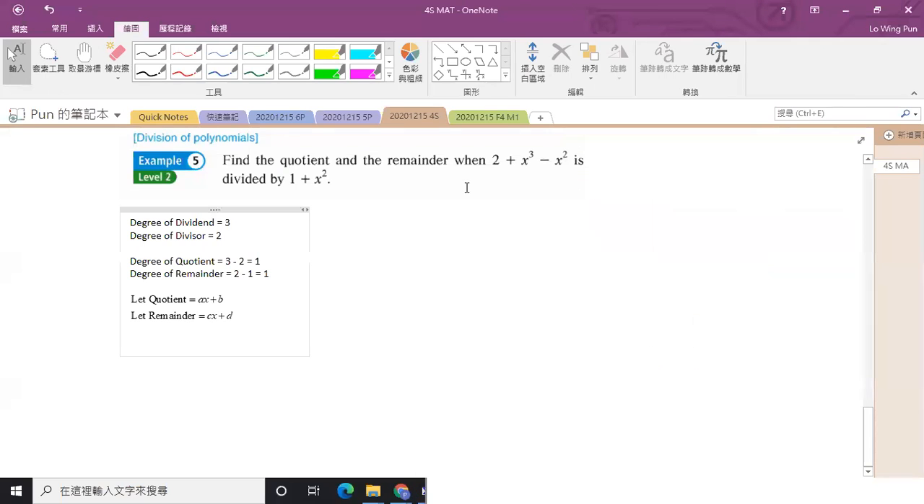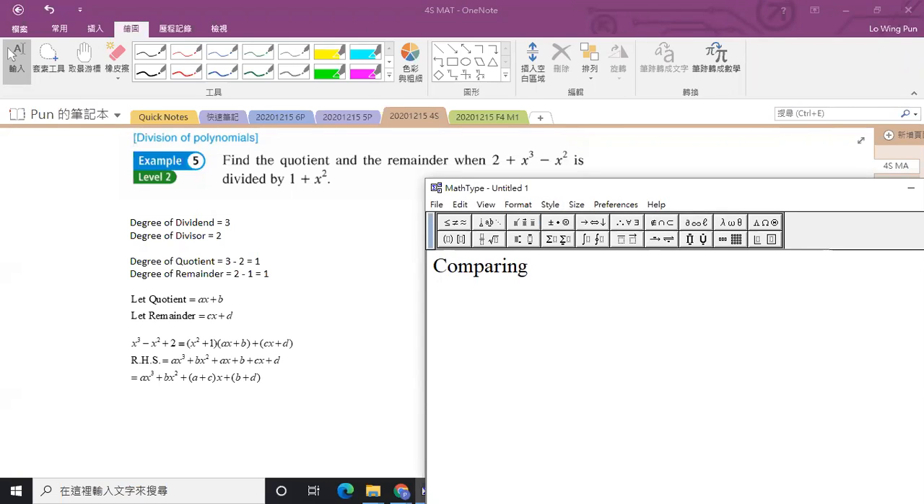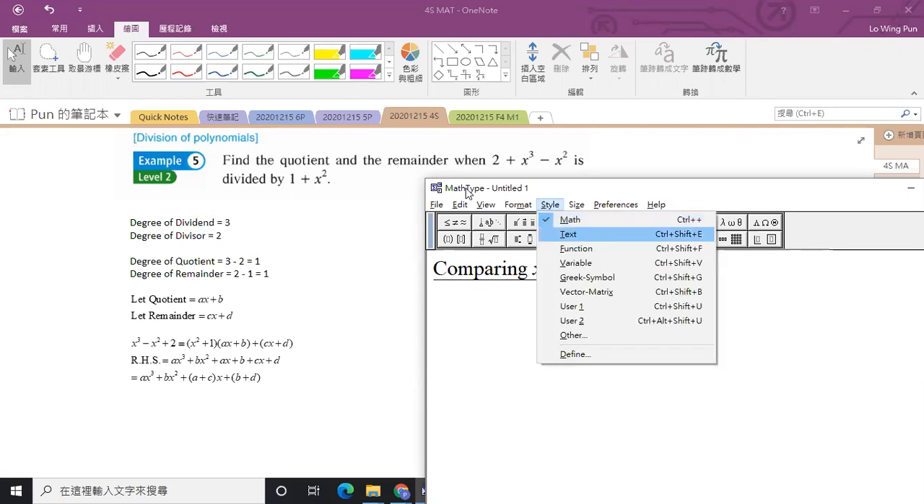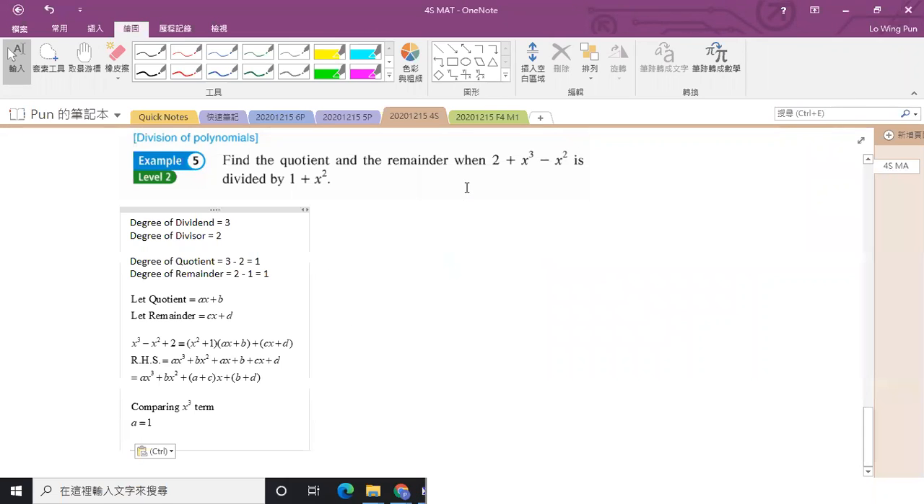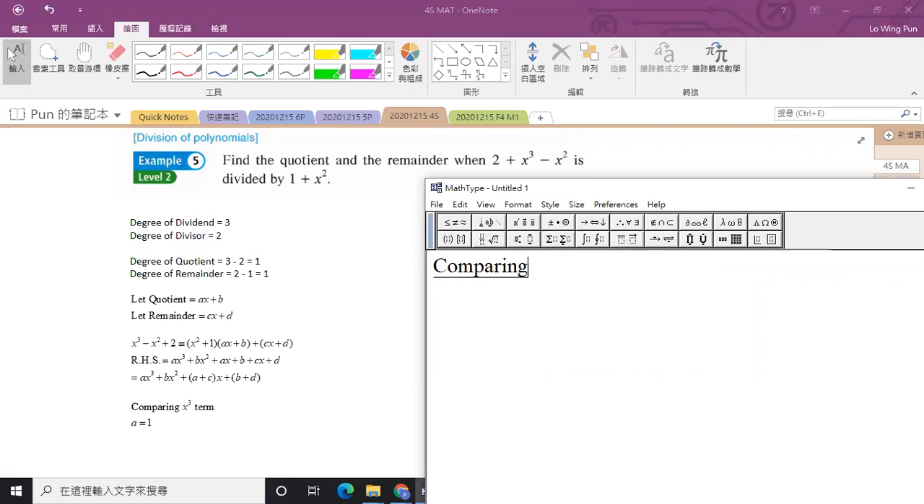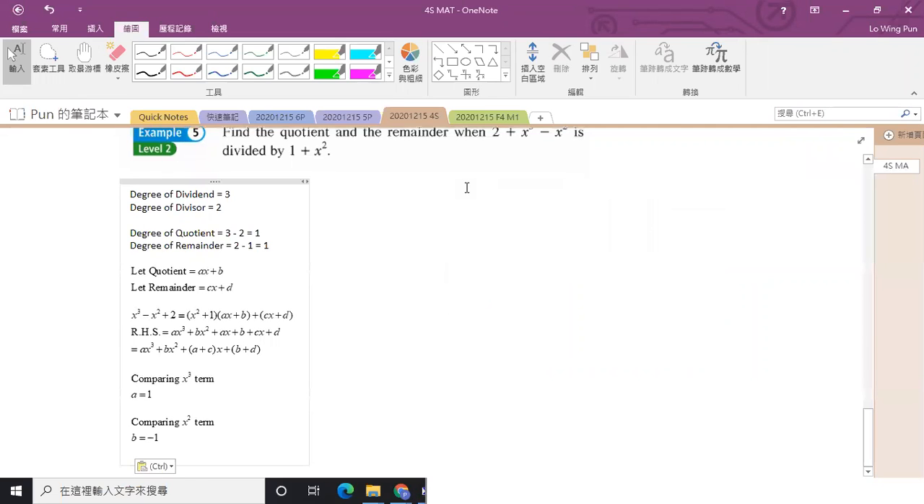Okay, after sorting this out, we can compare the x cubed term. Left hand side is 1. Right hand side is a, so a is 1 directly. Okay, a is equal to 1. And then comparing the x squared term. Okay, and the right hand side is b. The left hand side is -1. Okay, so b is equal to -1 directly.